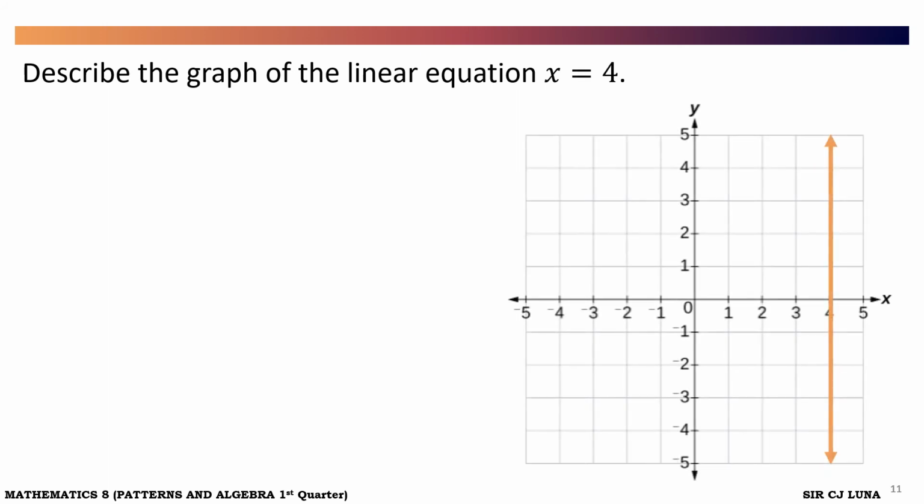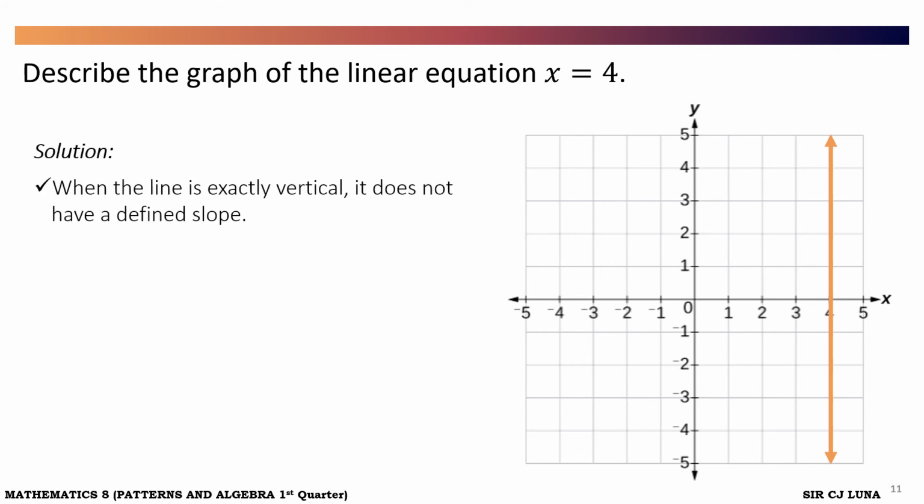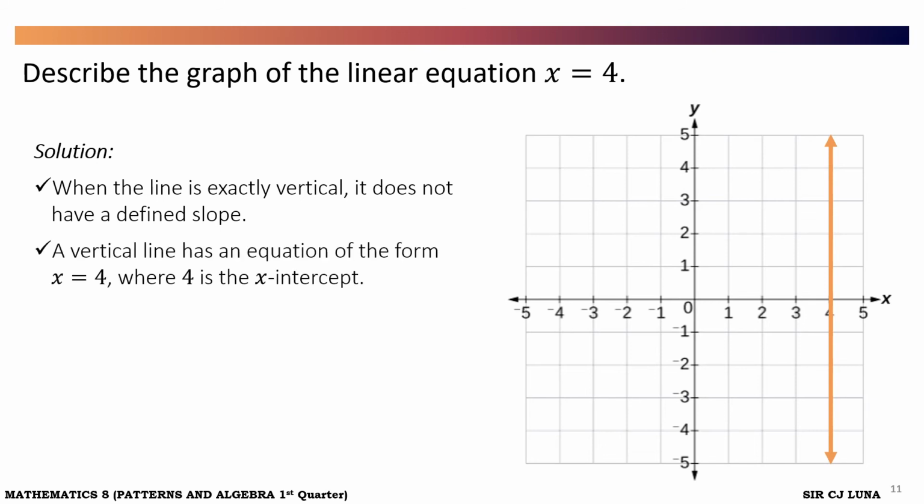Let us have the equation x is equal to 4. So our graph is a vertical line. When the line is exactly vertical, it does not have a defined slope. A vertical line has an equation of the form x is equal to 4, where 4 is the x-intercept. So kapag ang slope natin ay undefined, ang graph niya ay vertical line.